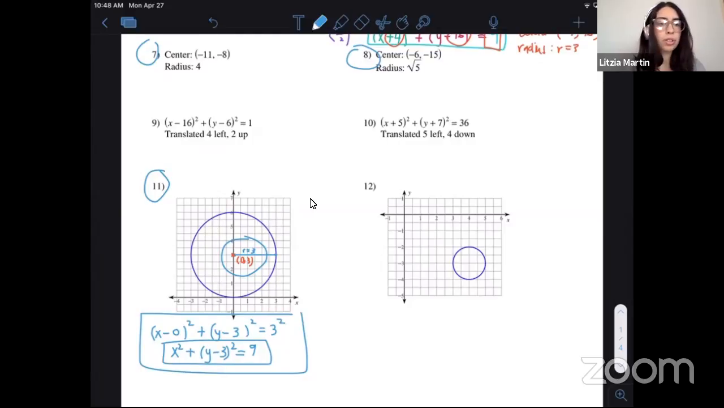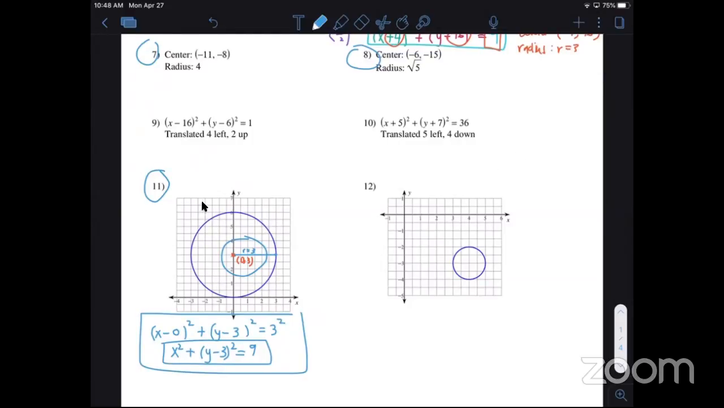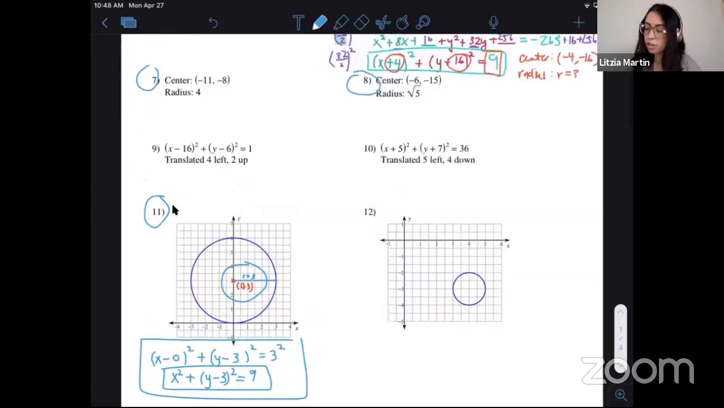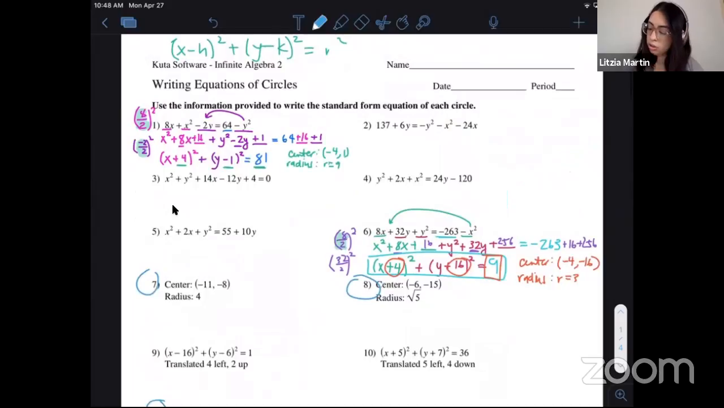Any questions? Can we do another one of the problems up above? Sure. Let's do number 3.